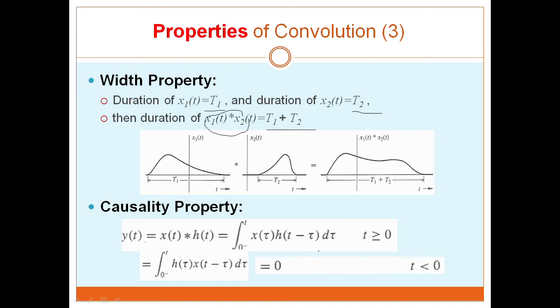that means for causality, the signal will only appear at present and the future. For t less than 0, it will become 0. So this shows that the system is causal, because it only exists at t larger than 0.